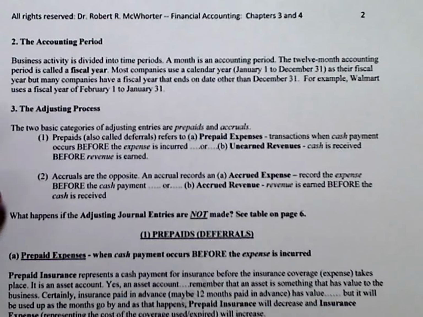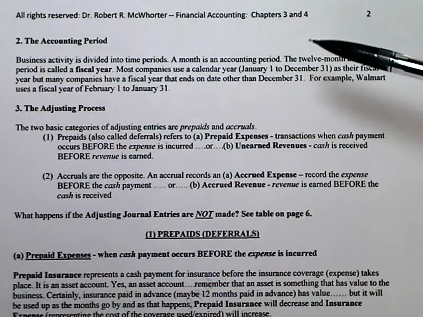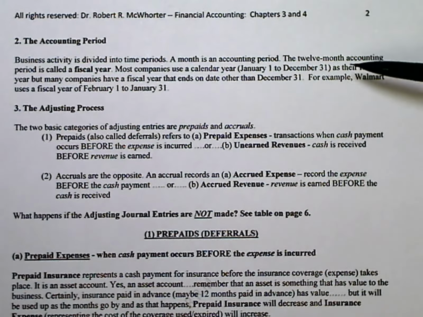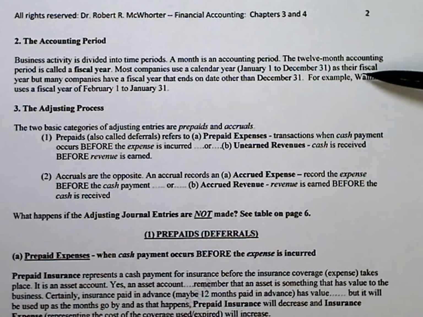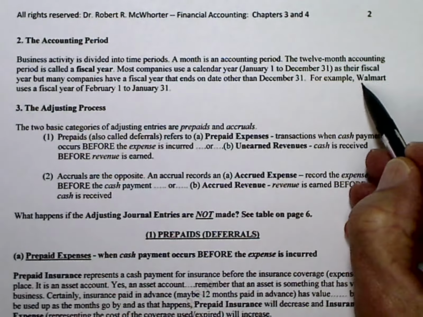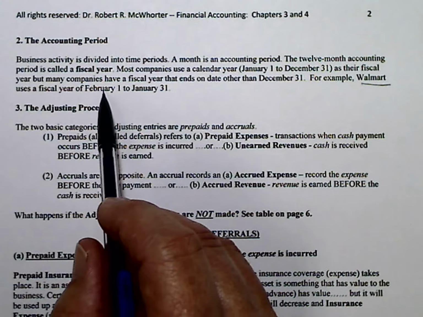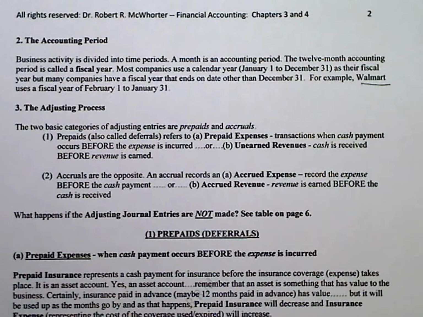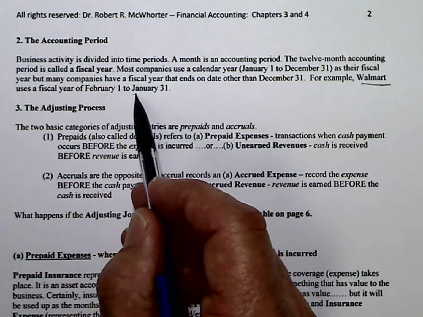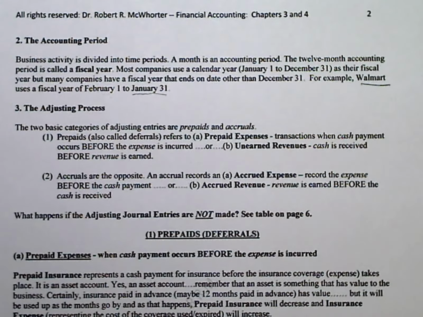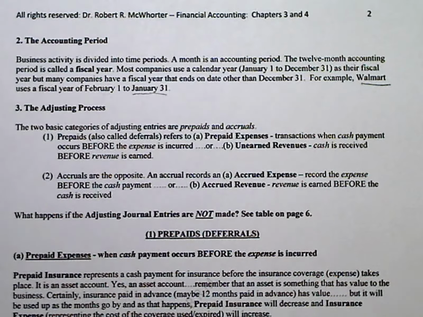On page 2, we look at the accounting period. The accounting period is always going to be at least 1 month, and can be up to 12 months. It's called a fiscal year. Look at the Walmart year end. They're so busy at the end of December, they didn't want to have their year end financial statements due about the same time. So you can see they moved it. Now their 12 months ends January 31st, not December 31st.